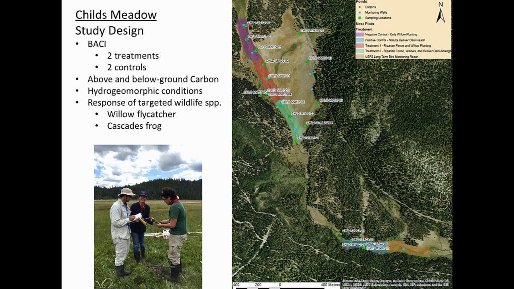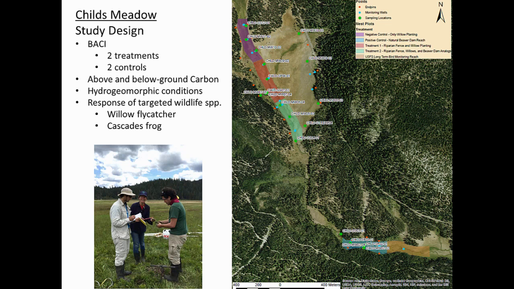So this lower section of the meadow runs from upstream to downstream. The lower section of the meadow has beavers that have been naturally recolonizing into this meadow. And so this lower part down here sort of provides a positive control for our study. There are beavers that have come in down here. They've completely reflooded and completely changed the habitat down here.